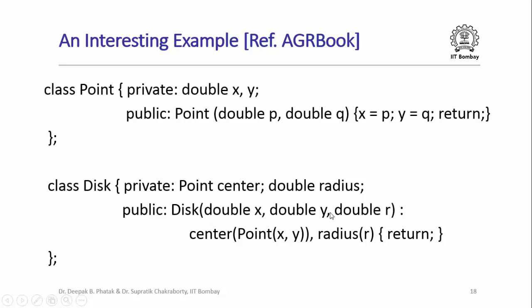So the constructor function for disk can take in three parameters x, y and r, all of which are double valued, and then it can basically say that the data member center is to be initialized with whatever the constructor function for point returns when you invoke that constructor function with the parameters x and y of the constructor function for disk. And similarly, the data member radius is going to be initialized with the parameter r passed to the constructor function for disk. So here you can see the data member is initialized with the result of another constructor function to which I am passing the parameters straight away from the parameters of the constructor function for disk.